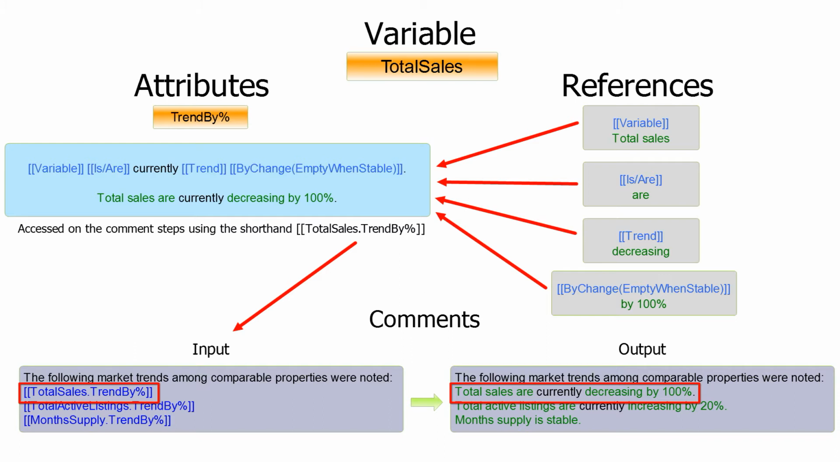By using this and other variables, we can quickly build up a complex comment in our 1004 MC. Now that we've covered the concepts, let's go back to the variable editor.